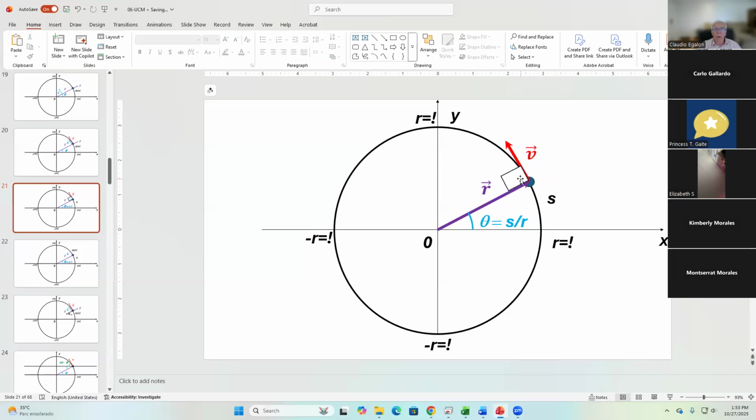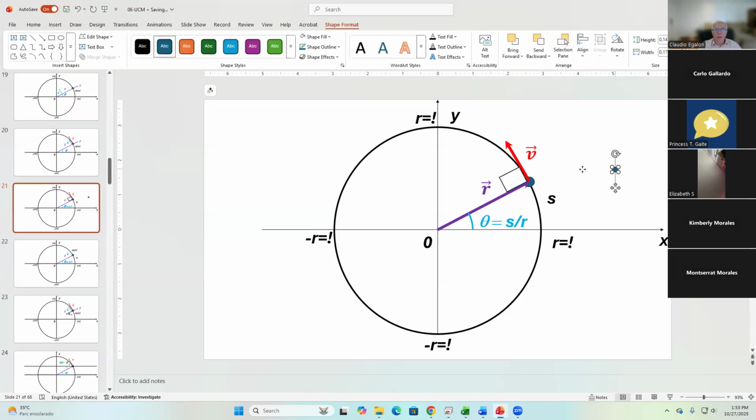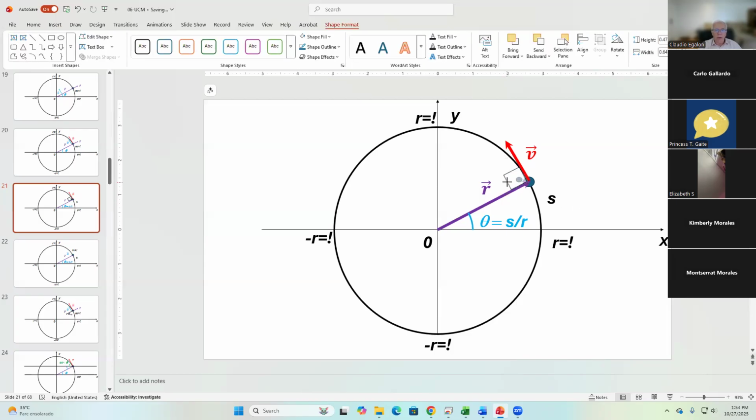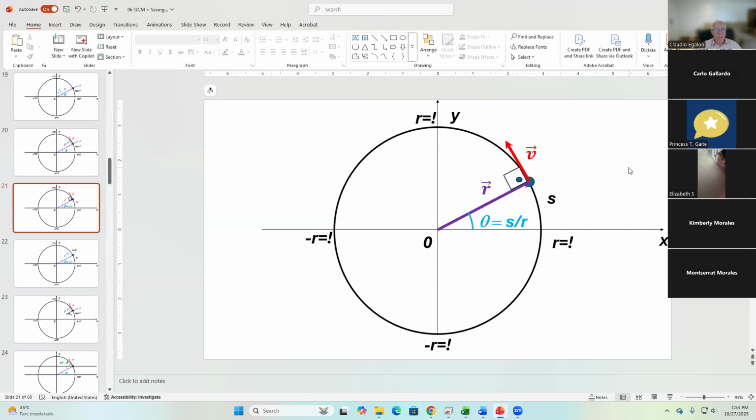Then we have to put a little dot there as well to emphasize this is a 90-degree angle. That's the symbol that we use to denote that this thing is a 90-degree angle. Okay? Once you know that, you can start figuring out the x and y components of the velocity vector.